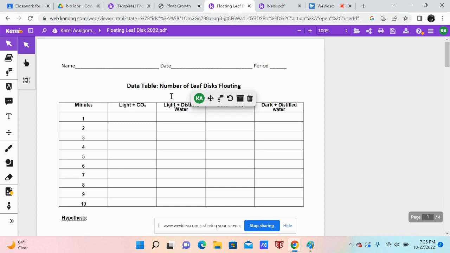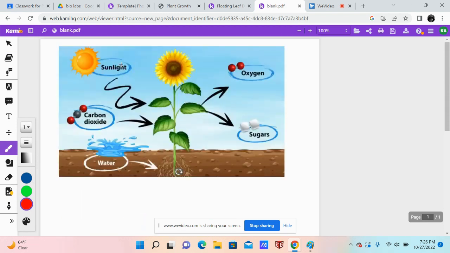All right, the other one was the floating leaf disc lab. So we had 4 different conditions: no light, dark, plus distilled water. Distilled water has no CO2. This one was dark, but water with CO2. This one we had light, but distilled water, so we had no CO2. And this we had both. We had the things we needed. We had light and we had CO2 in the water. So we had all 3 things that we needed. We need light, we need carbon dioxide, we need water.